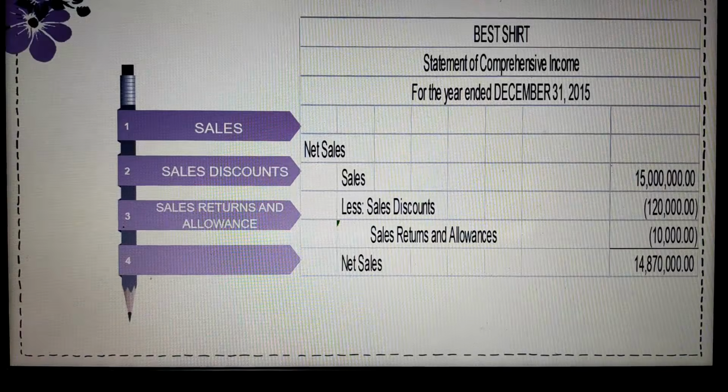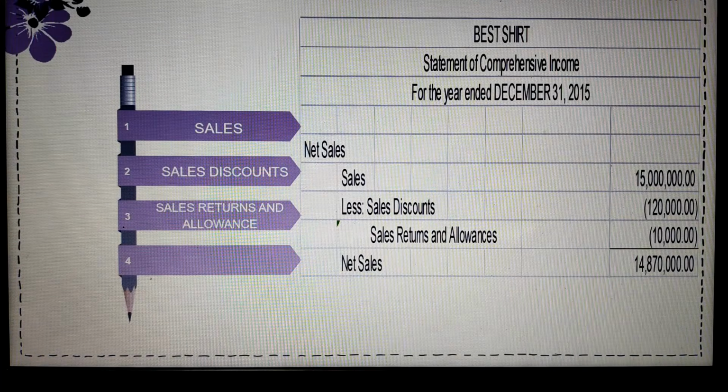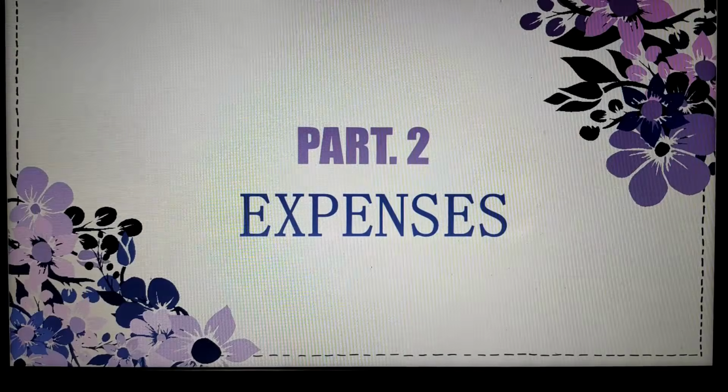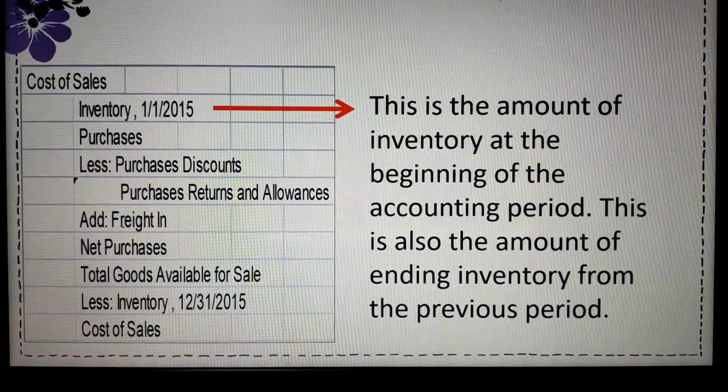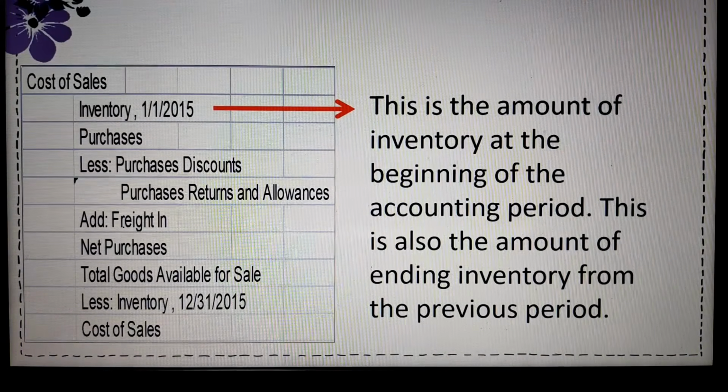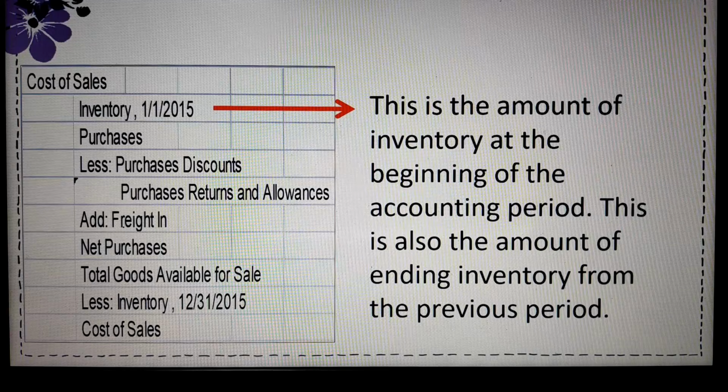So the sales is the revenue of the merchandising business. Now, what are the expenses? So these are the expenses incurred in a merchandising company. So inventory, January 1, 2015. This is the amount of inventory at the beginning of the accounting period. This is also the amount of the ending inventory from the previous period.